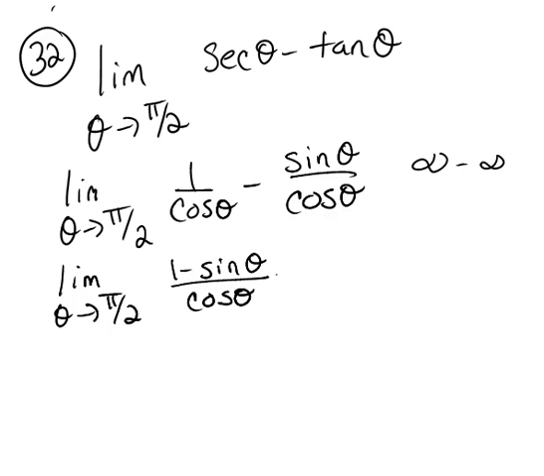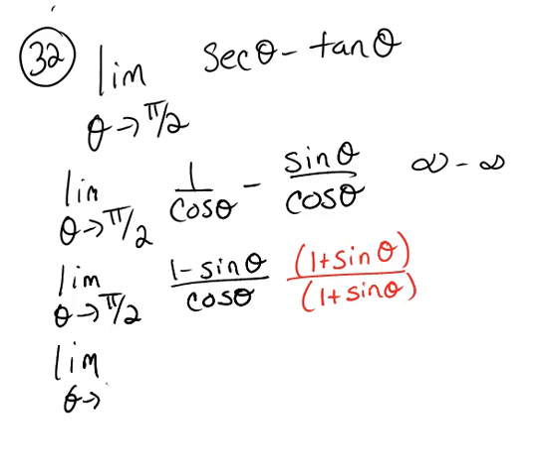So what you want to do is multiply, it's just a technique here. You want to multiply top and bottom by the conjugate of 1 minus sine theta. And it's going to be fun because the conjugate of 1 minus sine theta is 1 plus sine theta. You'll force the Pythagorean identity here. And so we'll have the limit as theta goes to pi over 2 of 1.